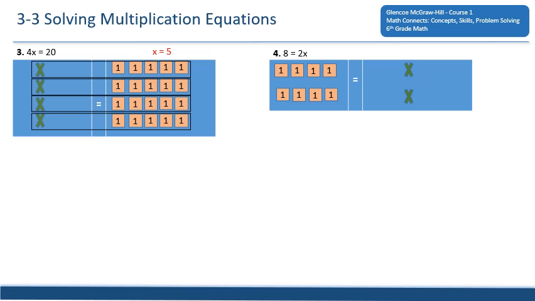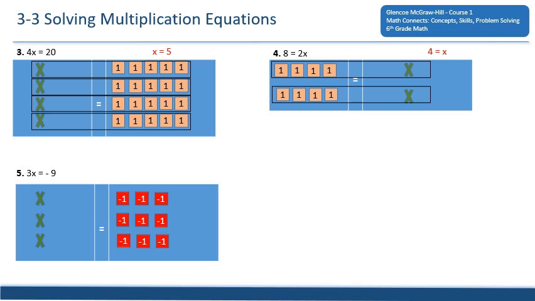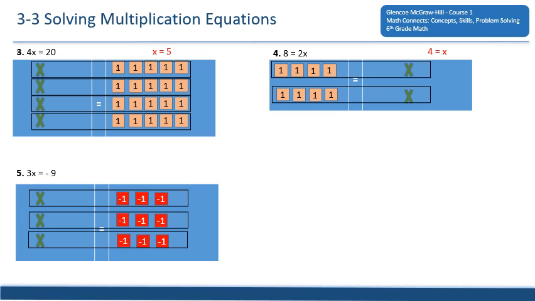8 equals 2x. So if I show a model, I have 2x on the right and I have 8 tiles on the left, and I can divide the tiles into groups of 4, and the x's I can divide by 2. So if I divide the 8 tiles by 2 and the 2 x's by 2, about 3x equals negative 9. I have 3 x's on the left, and I have 9 negative 1's on the right. Can I divide those each by 3? Divide 3x by 3, and I can divide negative 9 by 3. So I get x equals negative 3.